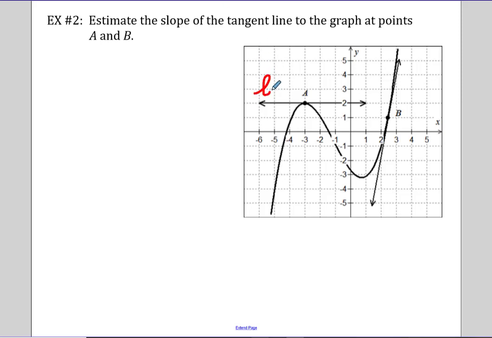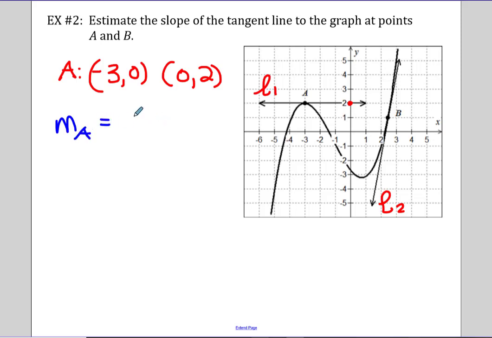So let's call this line 1 and this line 2. And we want to estimate the slope of the tangent line to the graphs at points A and B. So if I think about point A, I could look at that point as (-3, 0), and I could also use the point (0, 2) for point A. So the slope at point A is obviously a 0 slope. 2 minus 2, so we got a 0 slope here. That tangent line has a slope of 0.